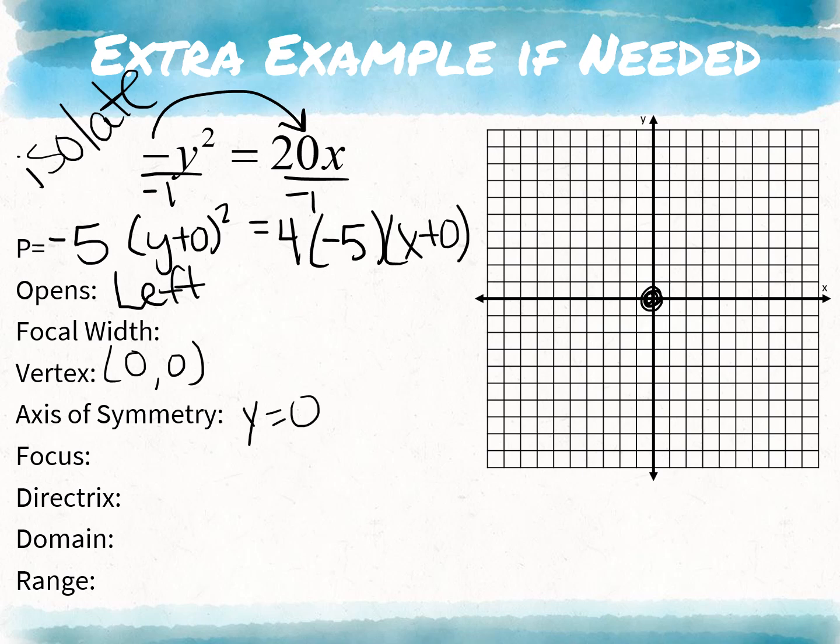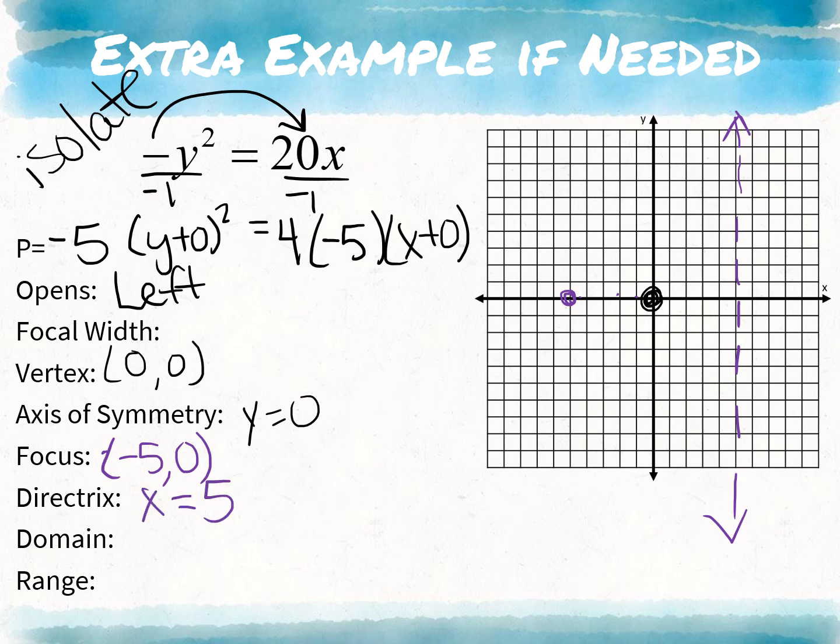My focus, my p-value is 5, right? So I want to go 5 to the left. 1, 2, 3, 4, 5. So my focus is at (negative 5, 0). My directrix would be 5 in the other direction. It is a line, a border. Therefore, it is x equals 5.